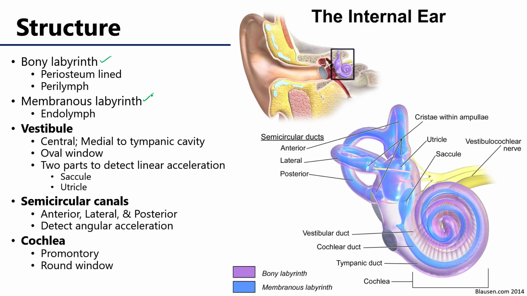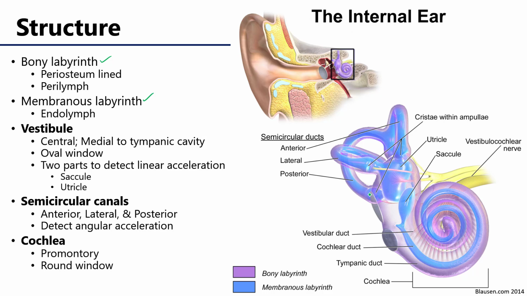The bony labyrinth is lined by a periosteum, and it contains a perilymph fluid. Now, deep to this is the membranous labyrinth, and that membranous labyrinth contains an endolymph fluid. So let's take a look at some of these structures in greater detail.